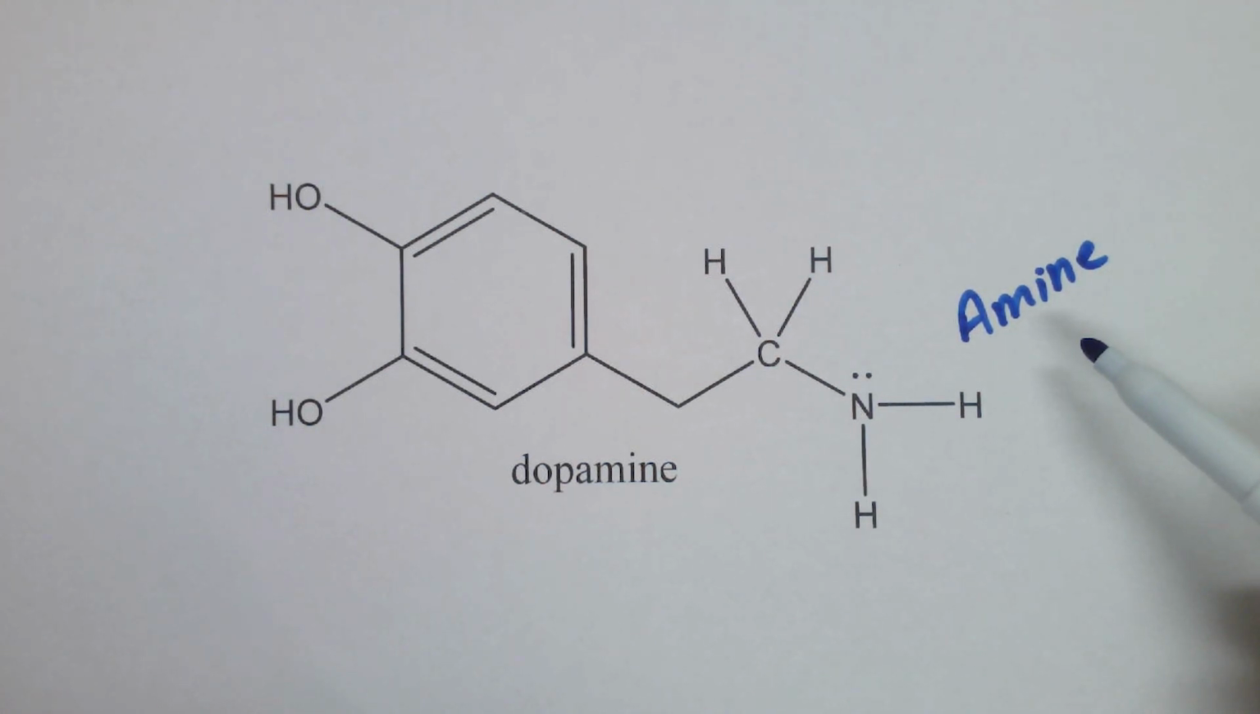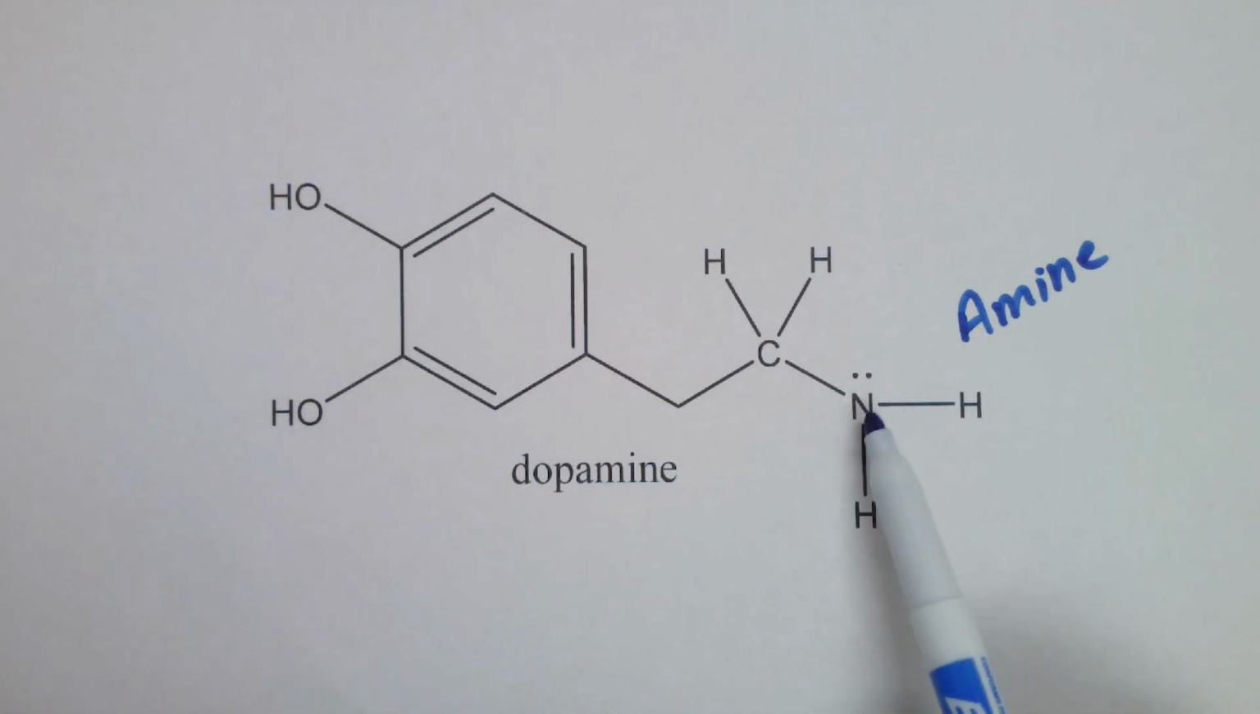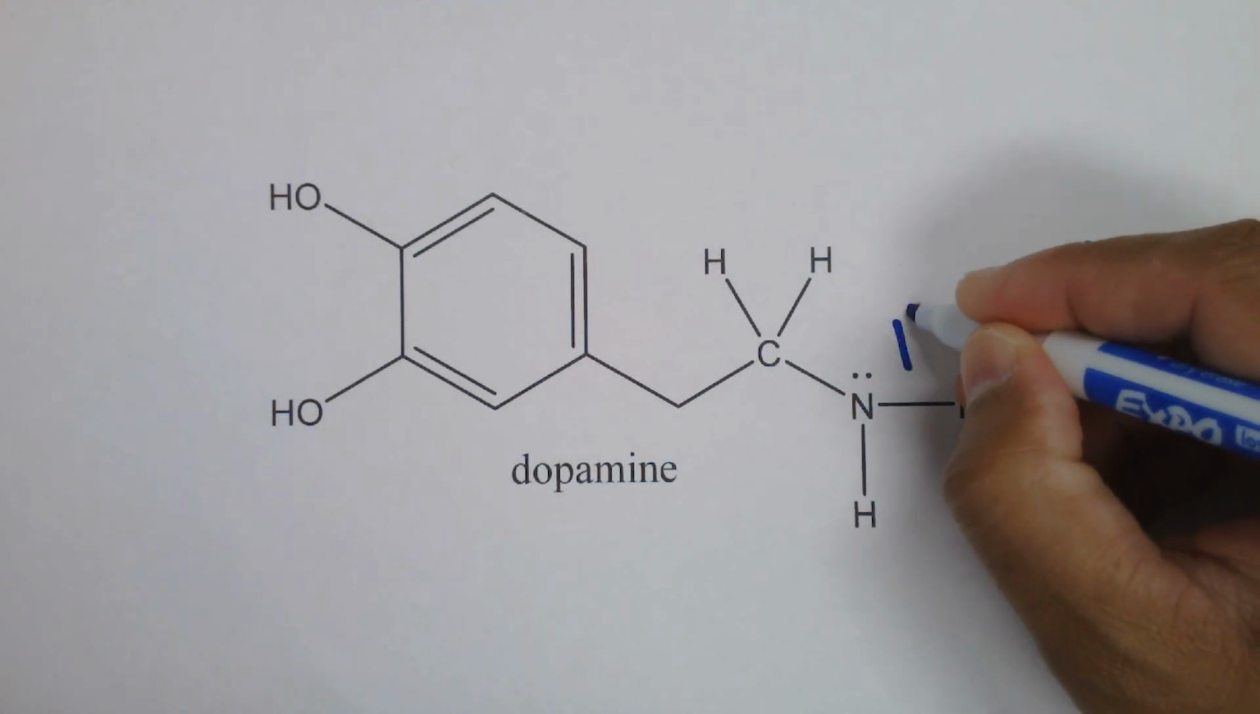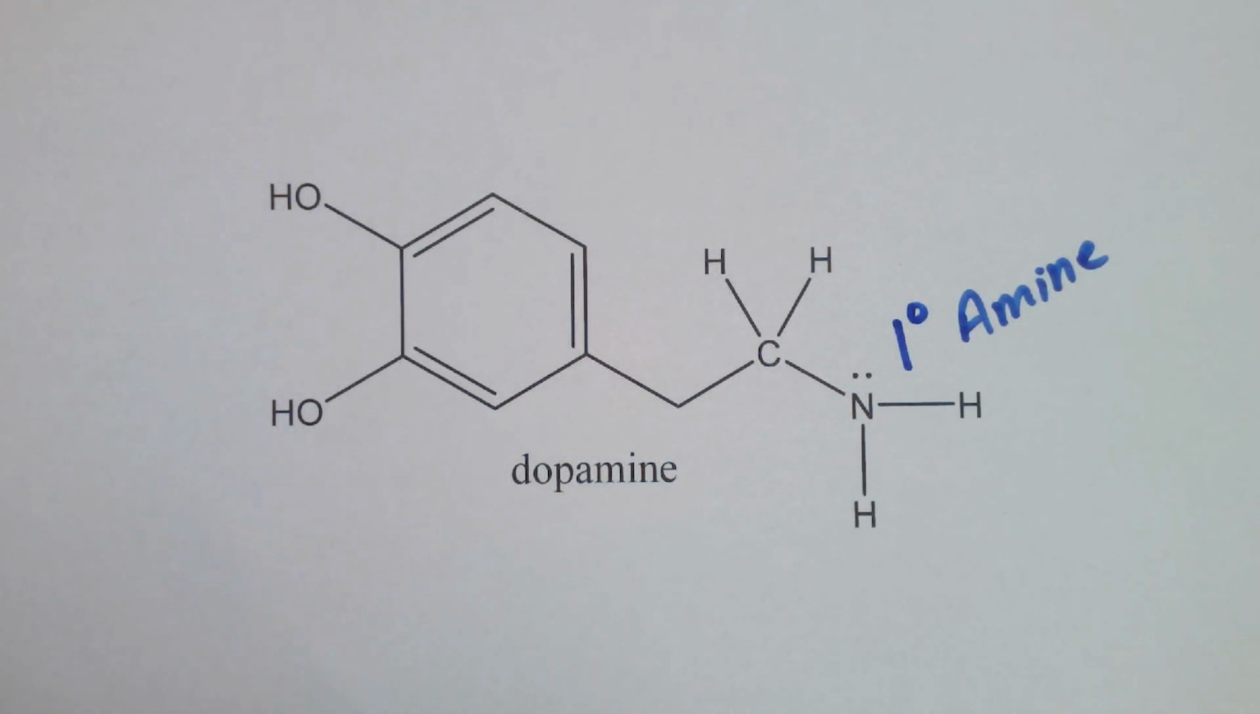And amines are classified based on the number of carbon atoms bonded to the nitrogen. The nitrogen is bonded to two hydrogen atoms and one carbon atom. So we'll call this a primary amine.